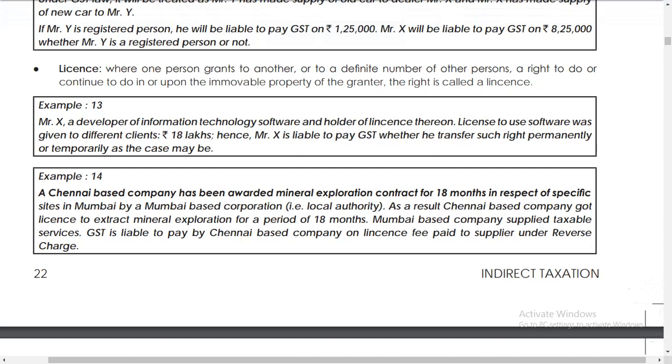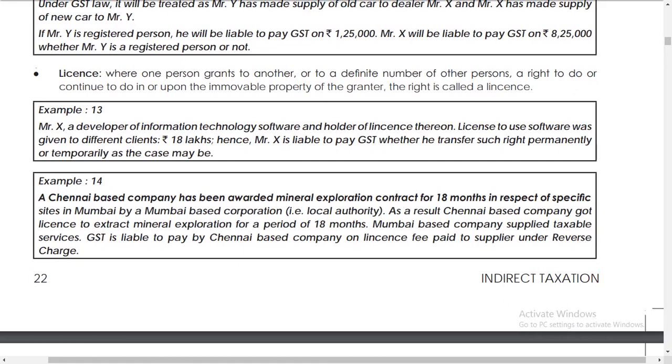You are watching CMA Leaf. Now I'm going to discuss Group 2 of GST, which is levy and collection of tax. In that, I'm going to discuss example 13. In the last video I completed example 12. Now I'm going to discuss example 13, which is based on license.